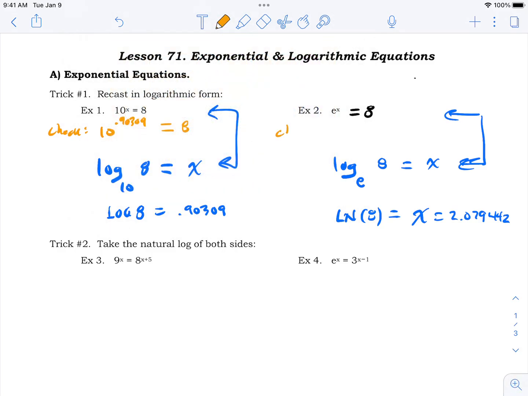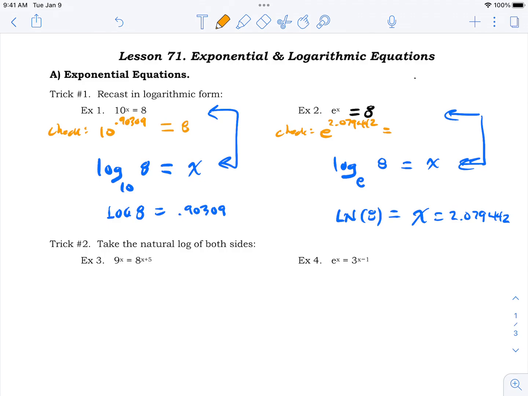Now I'm going to check again just to make sure. If I take e and I raise it to the 2.079442, and of course the more decimal places you use, the more accurate you can expect this to work out. So where's my e here? There it is. Okay, 2.079.